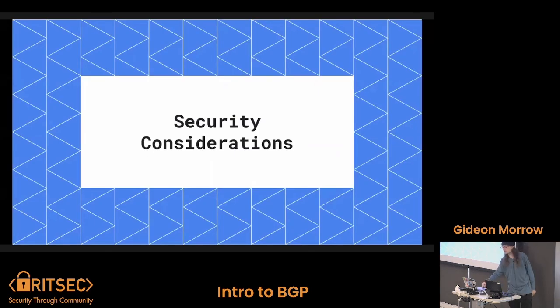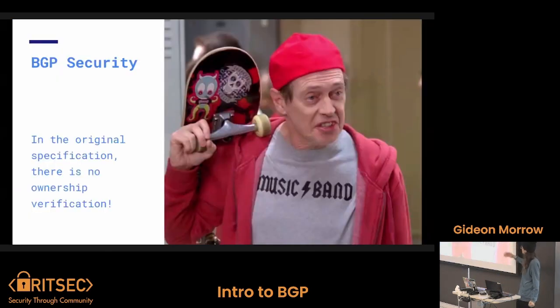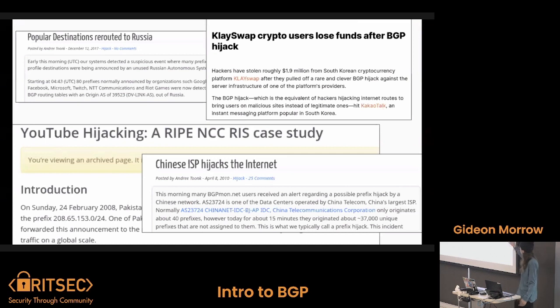I'll talk about security considerations. BGP security. In the original specification, there was no ownership verification. And this actually worked really, really well. There were only a couple of incidents.